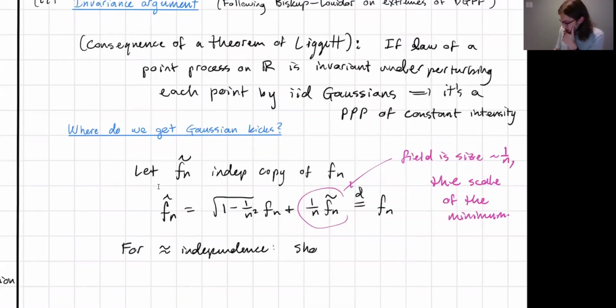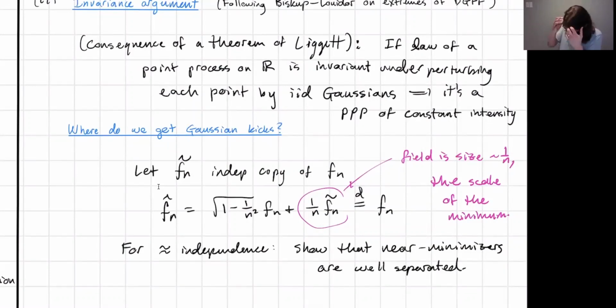You can show that near minimizers are well separated. That's just a little argument to show that with high probability, near minimizers are pretty well separated. And when they're pretty well separated, it's sufficiently far that the field has decorrelated at that length. And that means that these kicks that are at the level of the minimum are roughly independent. Okay, so that's the whole argument.